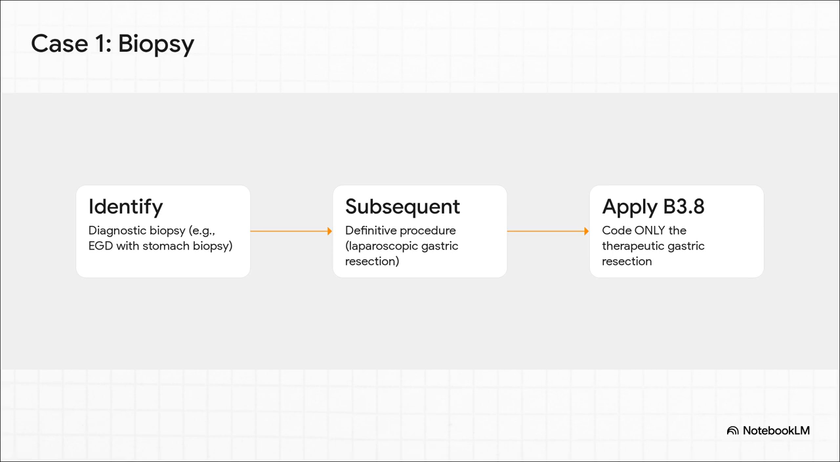While the patient is still in the exact same operative episode, the rapid pathology results come back malignant, and the surgeon immediately proceeds to perform a laparoscopic gastric resection. So, step 1, we identify the diagnostic biopsy. Step 2, we identify the definitive therapeutic procedure. Step 3, we apply our biopsy rule. Because the therapeutic resection happened at the same site during the same session, it completely overrides the initial diagnostic biopsy. So we're going to generate just one single code for the therapeutic gastric resection.